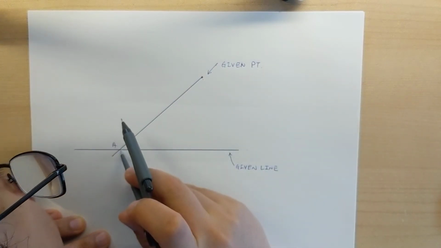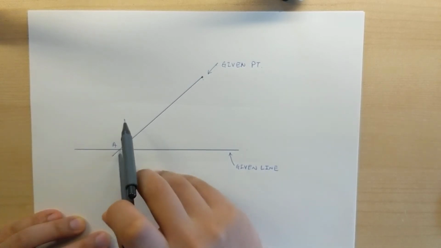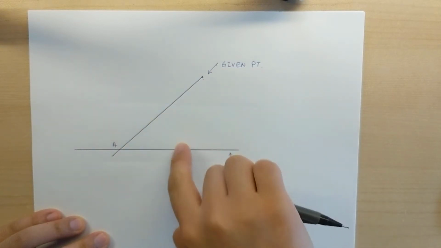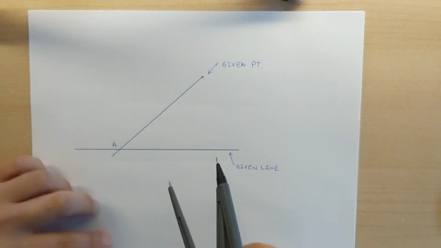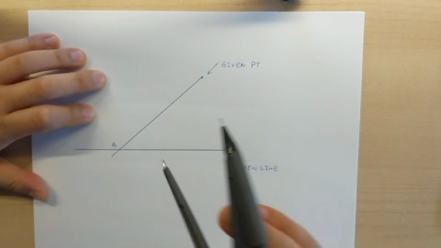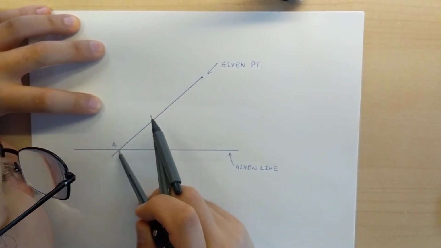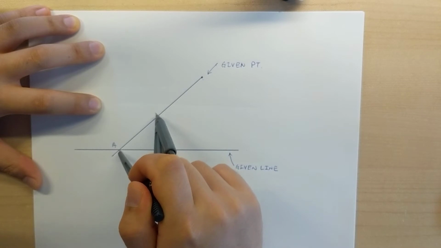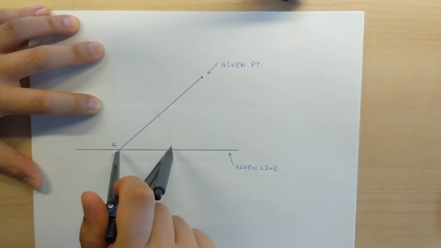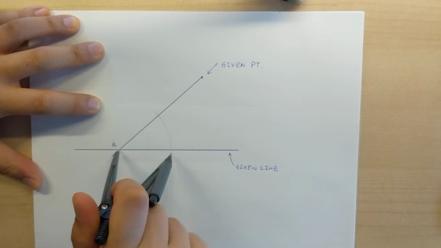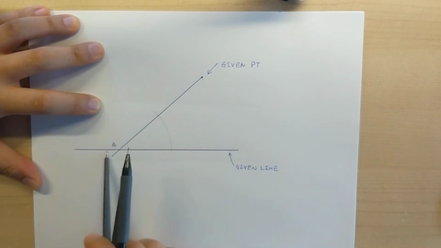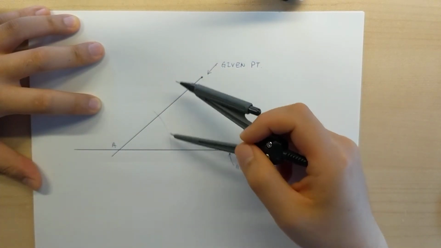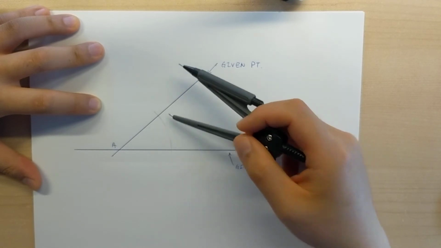So what we're going to do to copy the angle, if you recall, to copy the angle, we want to figure out how wide this angle actually opens up, right? So to do that, we are going to take our compass, we're going to place our pin on A, and you're going to draw an arc hitting both sides of the angle, hitting the transversal as well as the given line. So this arc here hits the transversal and the given line at two different points.